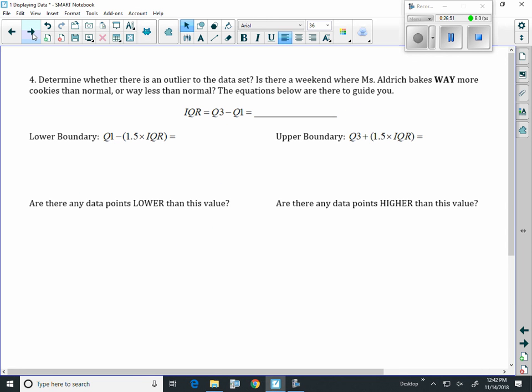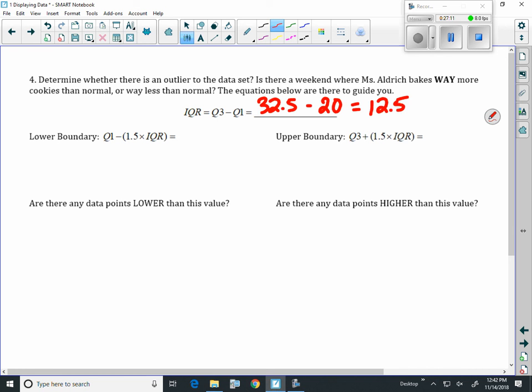All right, let's do our IQR. What was quartile 3? 32.5. Minus quartile 1, which was 20. And we get 12.5. Yep, so our IQR is 12.5.